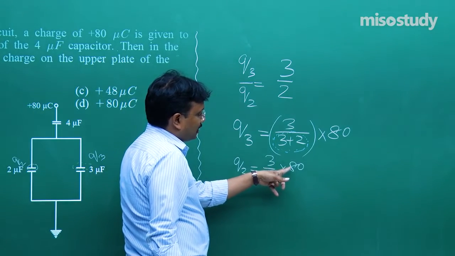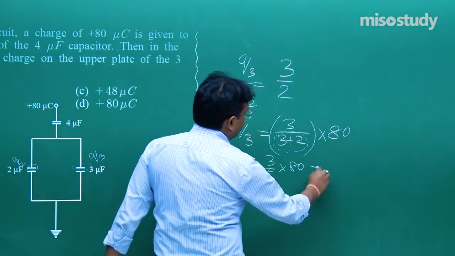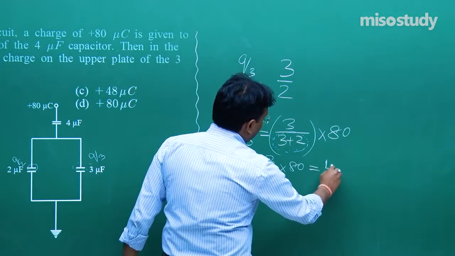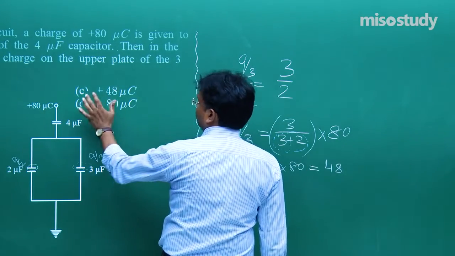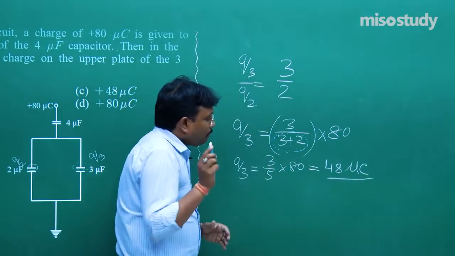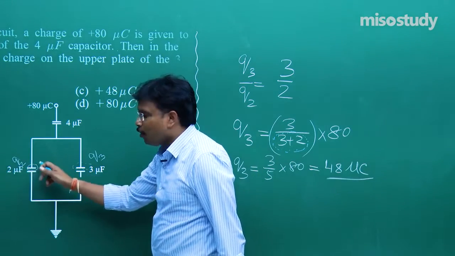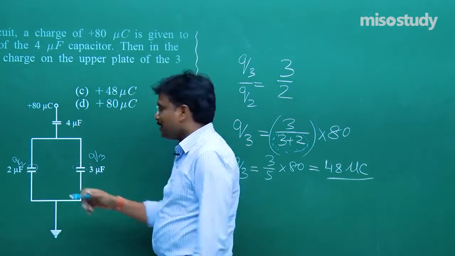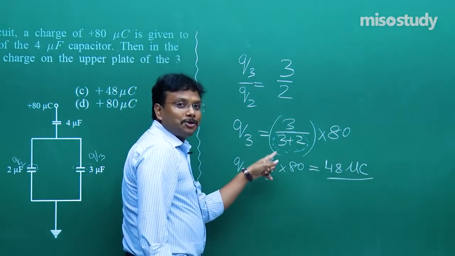5 sixteens are 80, so 16, and 16 multiplied by 3 gives 48. 16 threes are 48 microcoulomb. 48 microcoulomb is the correct answer. One more thing from my side: please also find the value of the charge Q2. Same formula, only this time 2 upon 5.